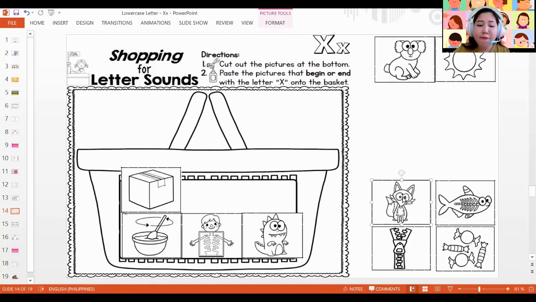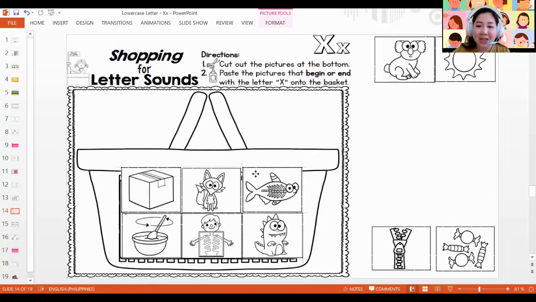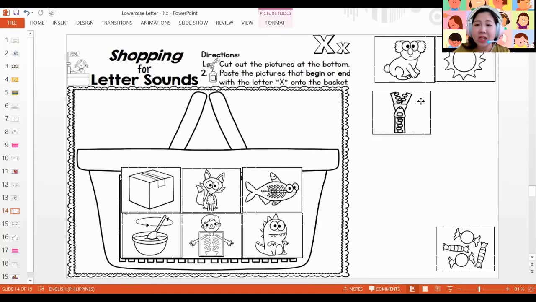Then we have fox. Does fox have the x in the end? Yes, it does. Then we have X-ray fish. X-ray fish also begins with the letter X. How about zipper? Zipper does not begin with the letter X. It begins with the letter Z, so it stays outside.